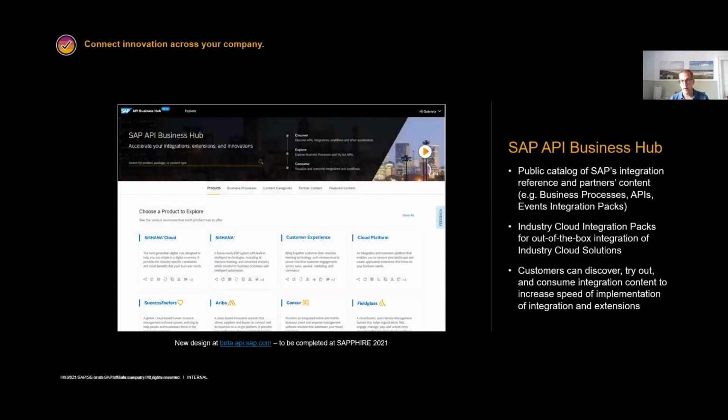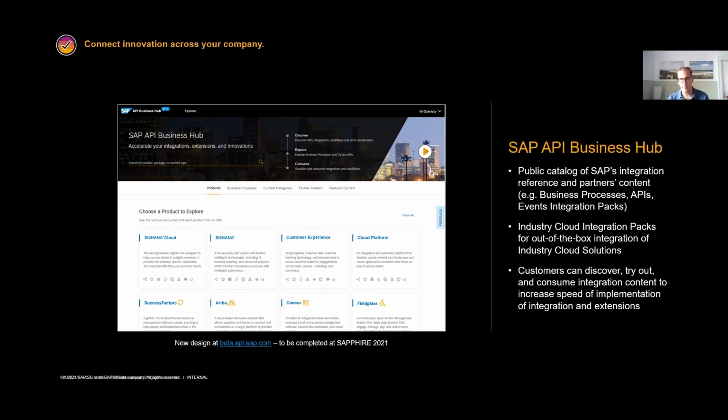And one very important part of this is also, of course, the SAP API Business Hub. Again, this is our way to make sure that all the APIs are being published, that integration flows are there, that our integration packages, integration guides are really in this one place. And this is something where we are really driving the consistency that we want to have.